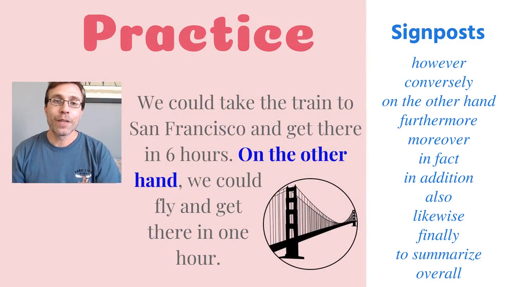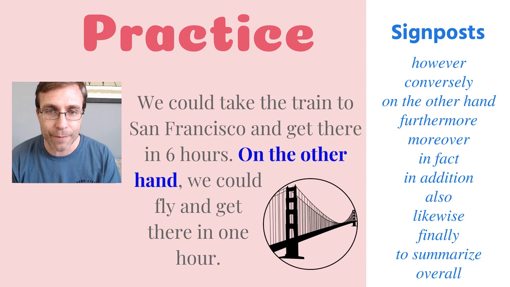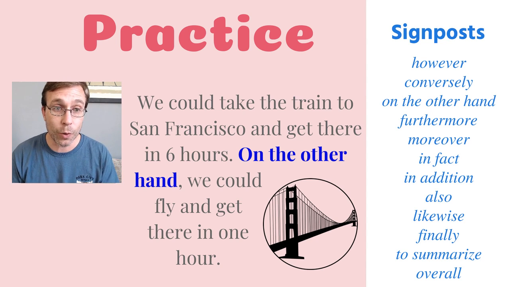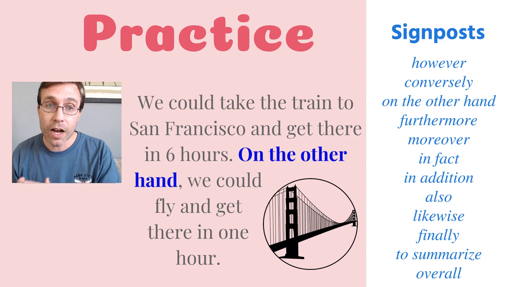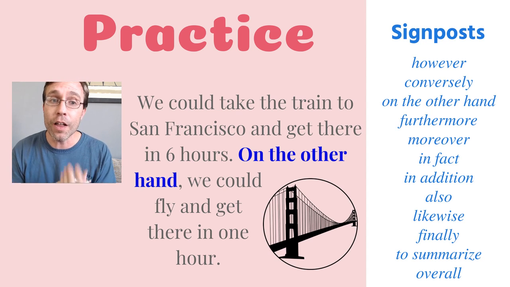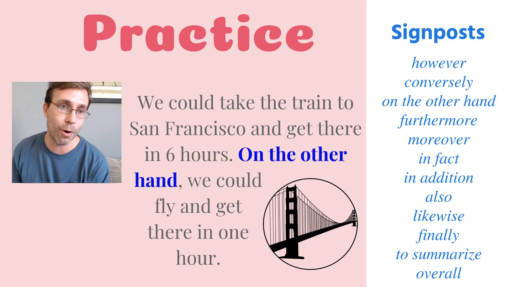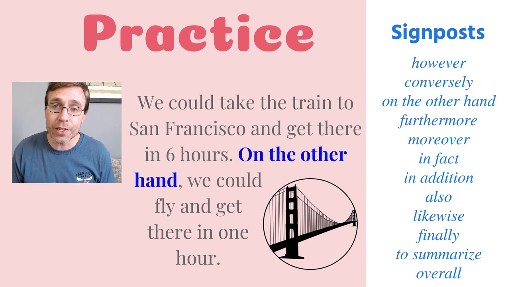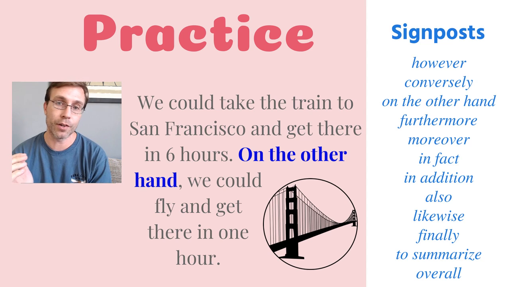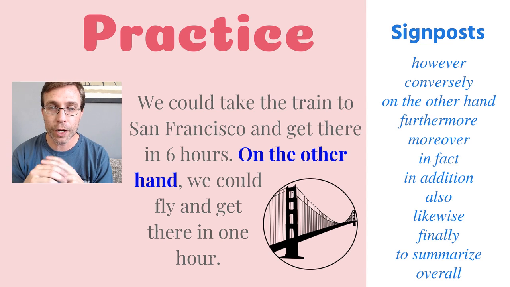All right. I had, we could take the train to San Francisco and get there in 6 hours. Okay, that's one option. Another idea, a different idea. On the other hand, we could fly and get there in 1 hour. All right. That's just what I used. I think you could use however is also another one that would go.